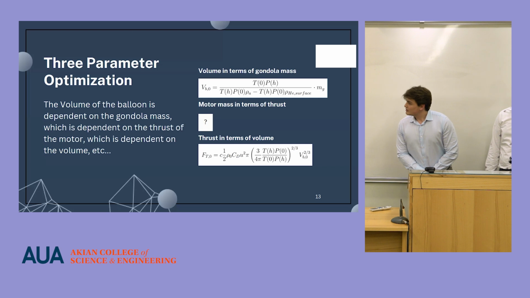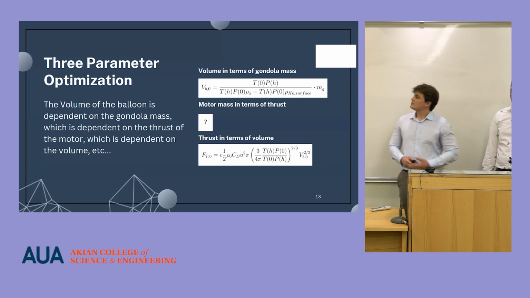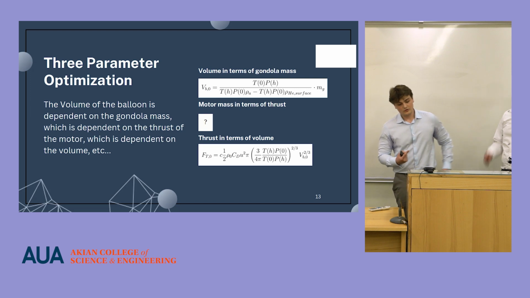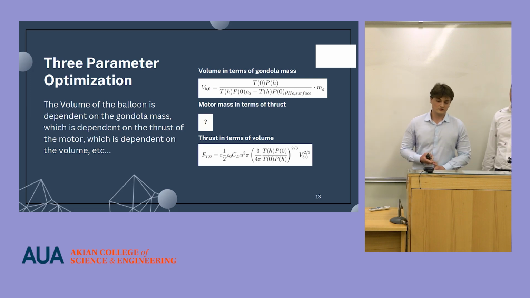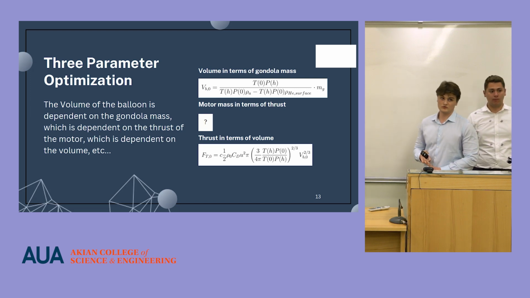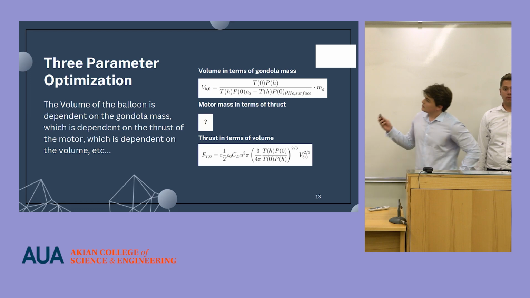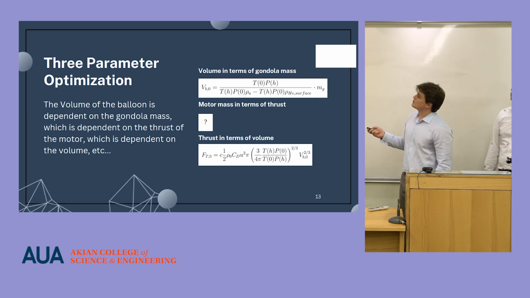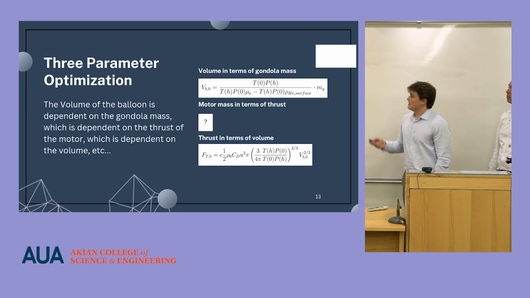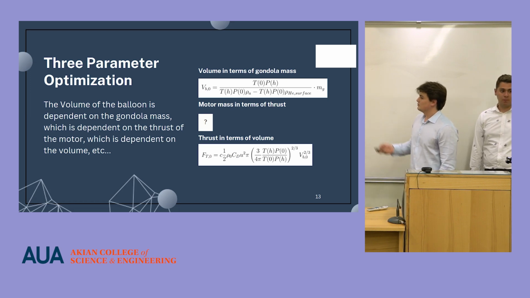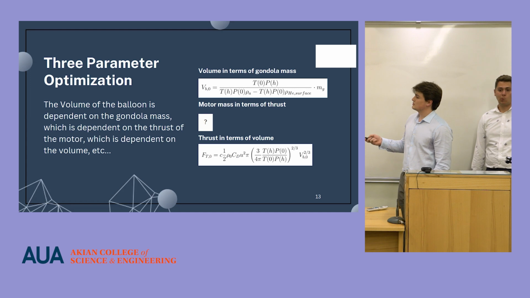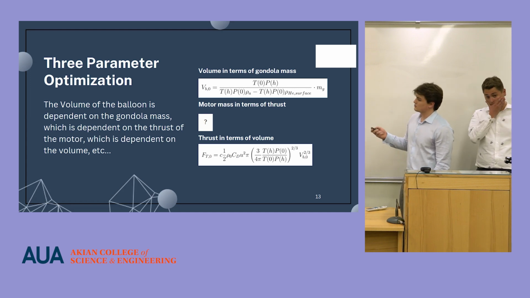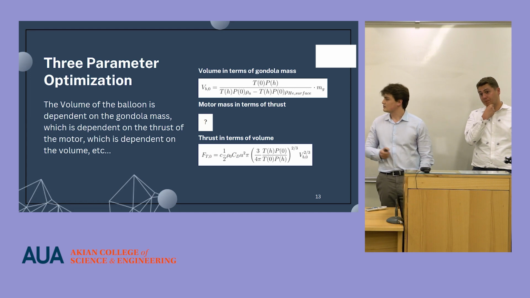After getting the maximum altitude, we can calculate three parameters of the balloon: the volume of the balloon, the gondola mass, and the thrust of the motor that we're going to use. The volume is in terms of the gondola mass and also temperature, pressure, and density. And the thrust is in terms of volume, which is derived from the drag equation, such that the thrust is higher than the drag at that specific altitude.